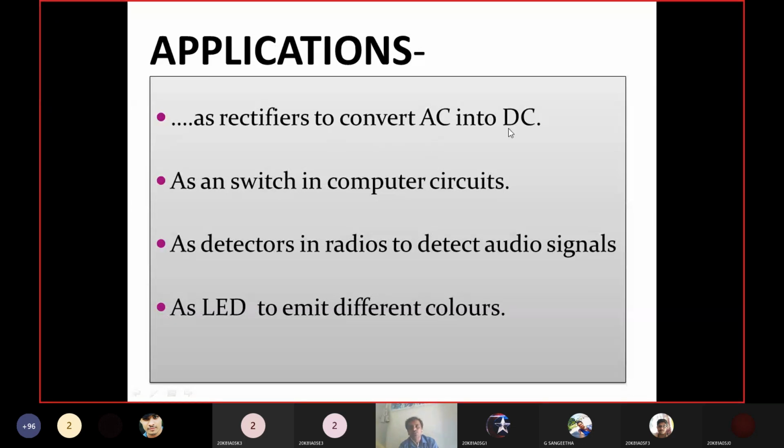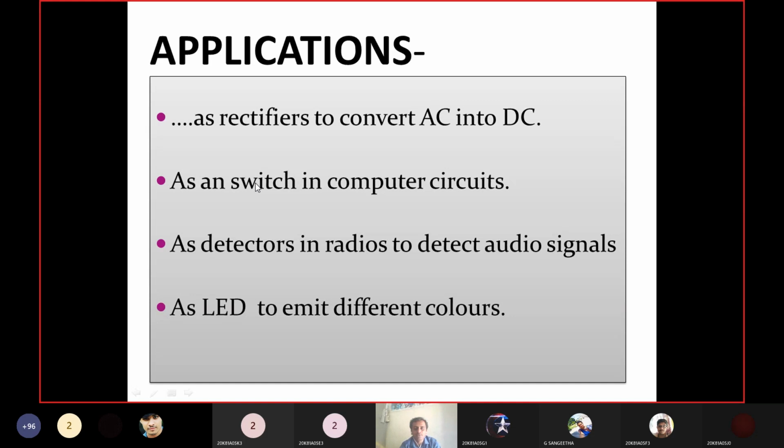DC is nothing but current with no fluctuations, so only one direction of current will be passing. AC means alternating current here. So that's why the diode rectifies one half cycle. That's why we use it in rectifiers to convert AC current into DC current.